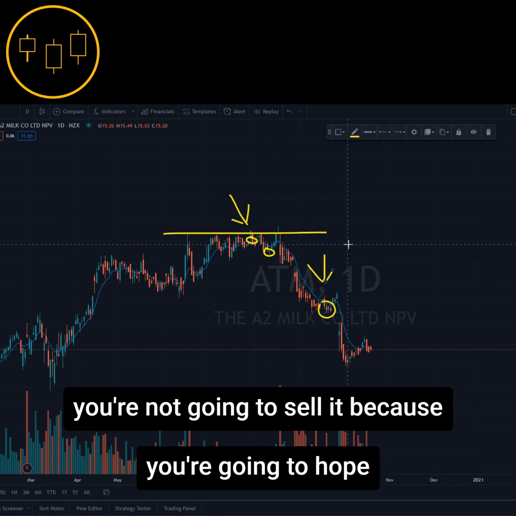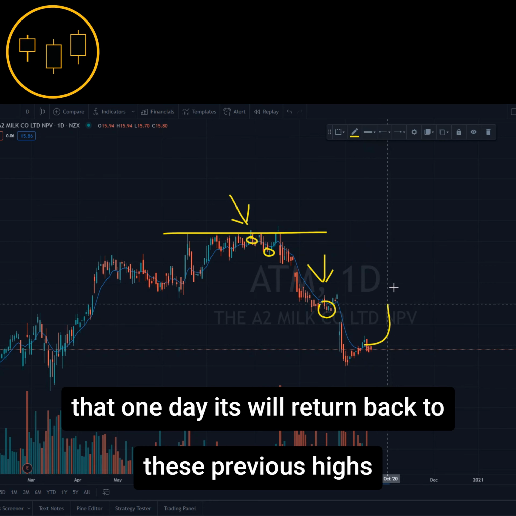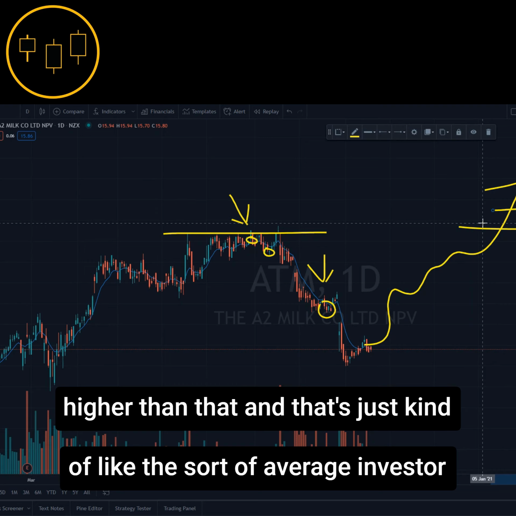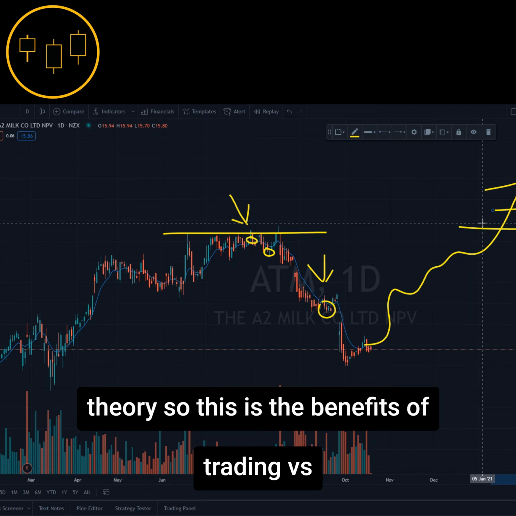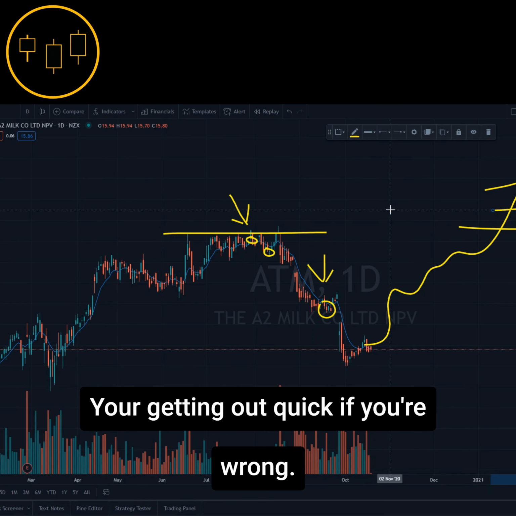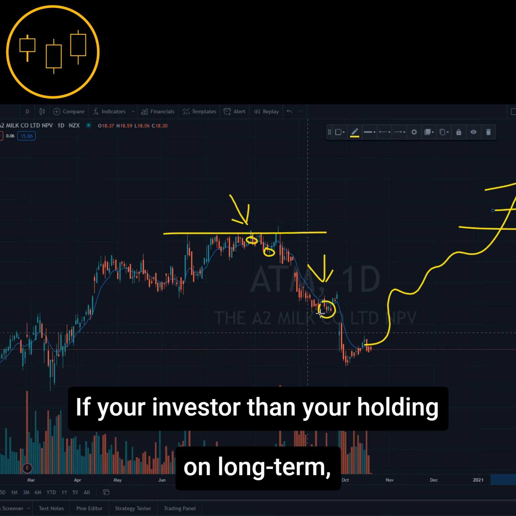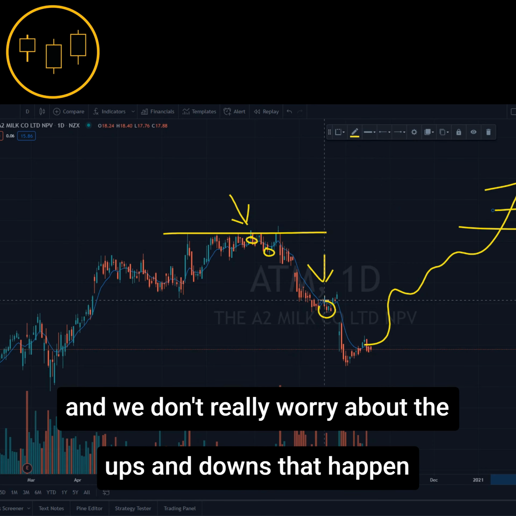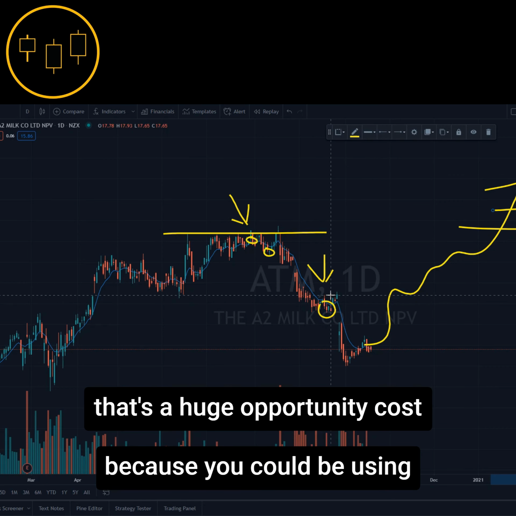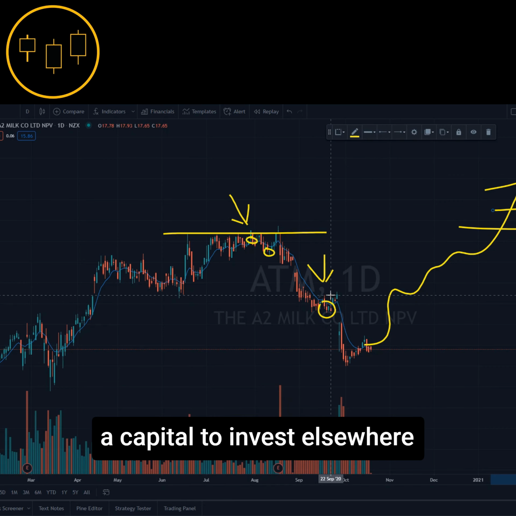And then you're not going to sell because you're going to hope that one day it will return back to its previous highs, and then you'll probably look to get out at break even or a little bit higher than that. And that's just the average investor theory. So this is the benefits of trading versus the benefits of investing. If you're a trader, you're getting into stocks quick, you're getting out quick if you're wrong. If you're an investor, then you're holding on long term and you don't really worry about the ups and downs that happen in between. But me personally, I think that's a huge opportunity cost because you could be using that capital to invest elsewhere.